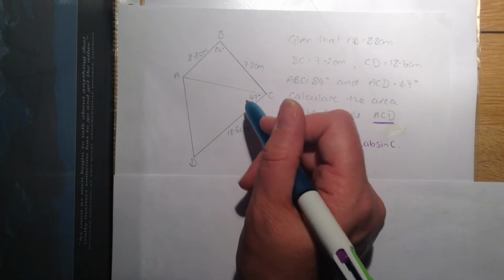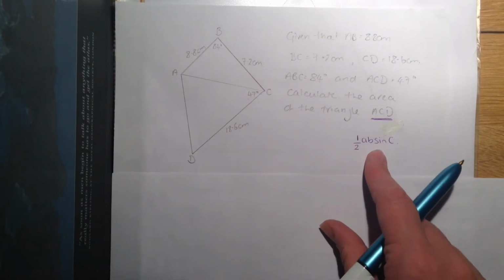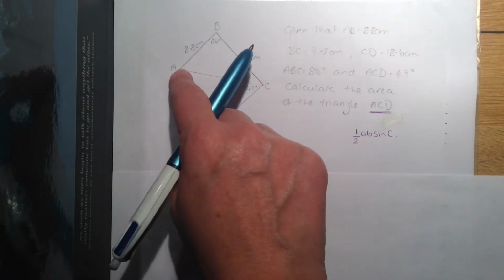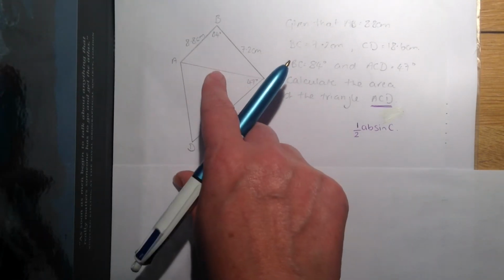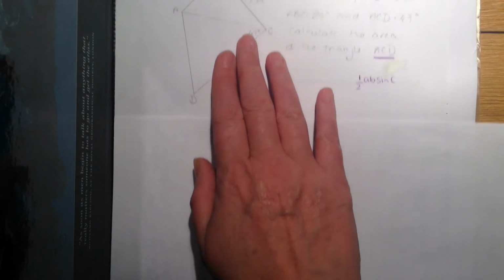Well, I've got angle C there, so that's okay. But when I use this rule, I need an included angle, don't I? I've got that one, I need to find that one. Right, now finding that one, I'm going to use this triangle. So that's what I'm going to do first of all.